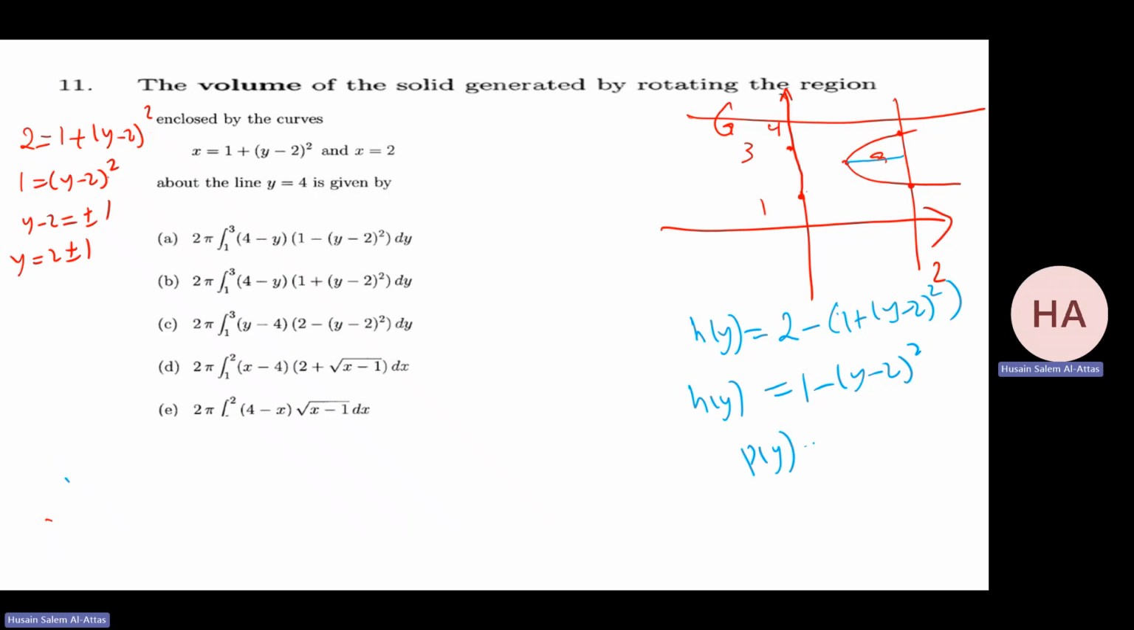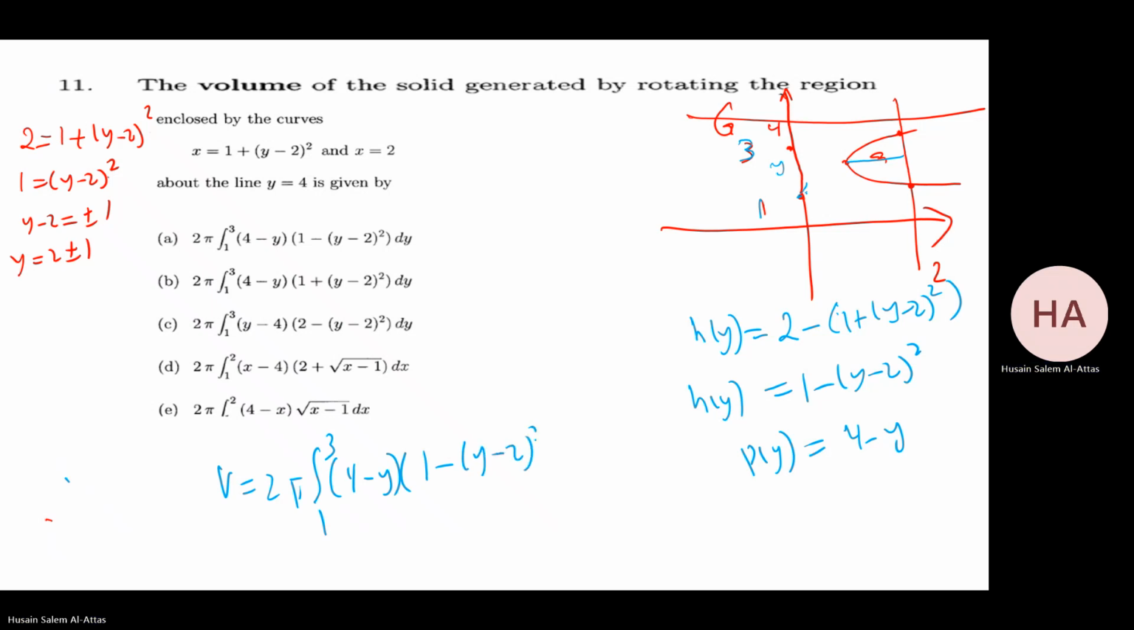V of y, if this is y, I have the distance, that will be 4 minus y. And from where to where? From 1 to 3, which is the point of intersection. So the volume will be 2 pi integral from 1 to 3 of this times this. Here you go, which is this. Okay, nice.